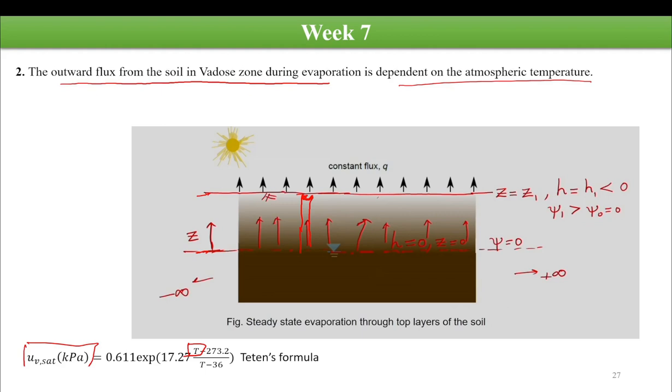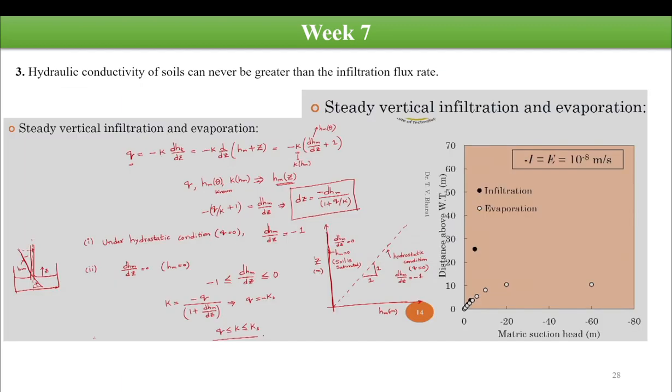So the outward flux from the soil in the weather zone during evaporation is dependent on the atmospheric temperature. That is a true statement, right?